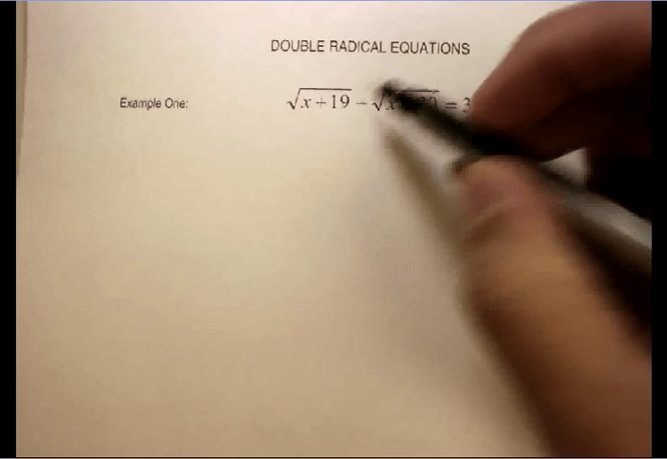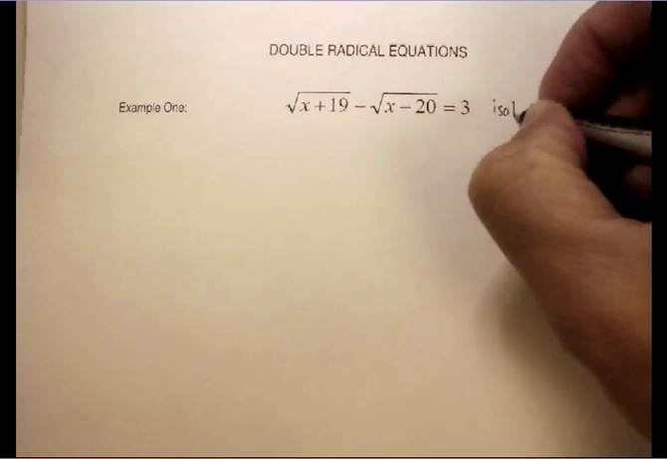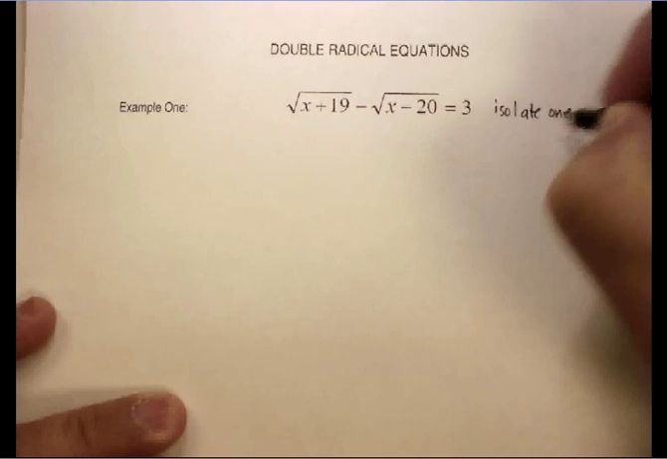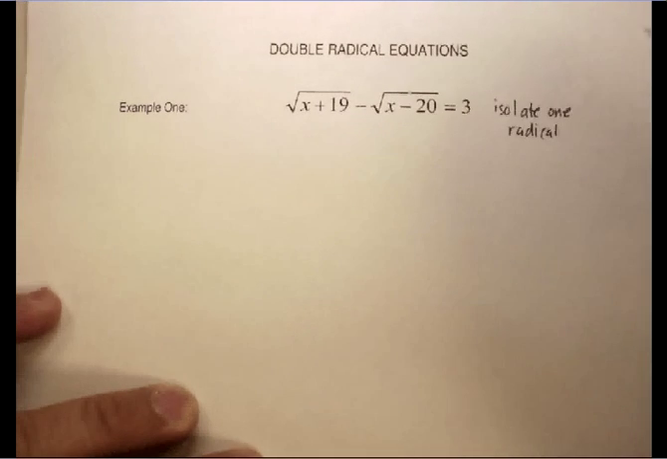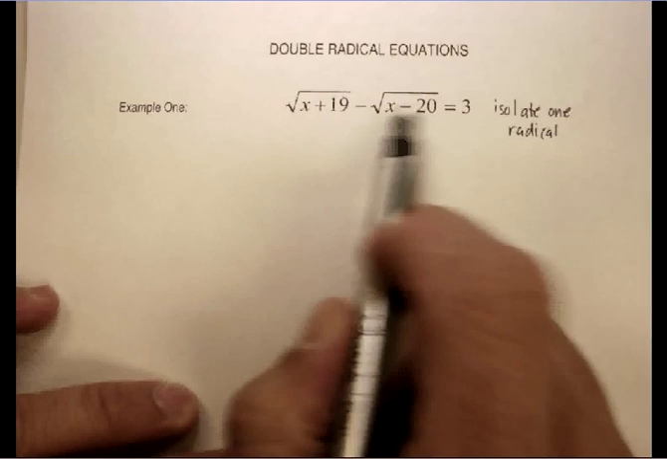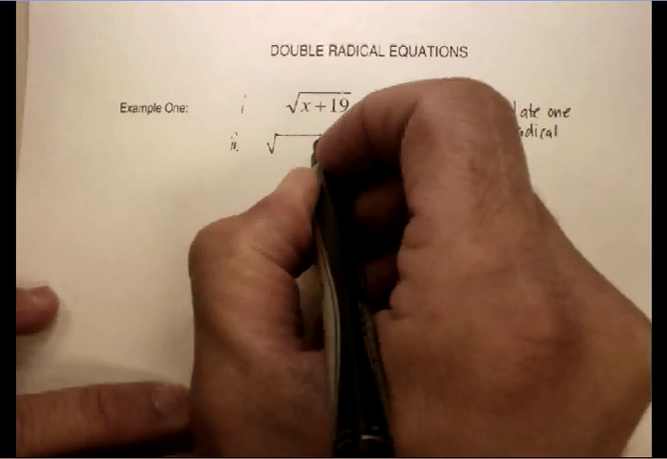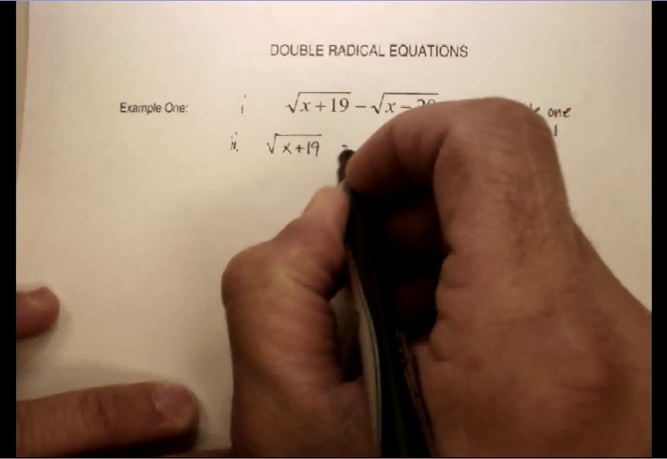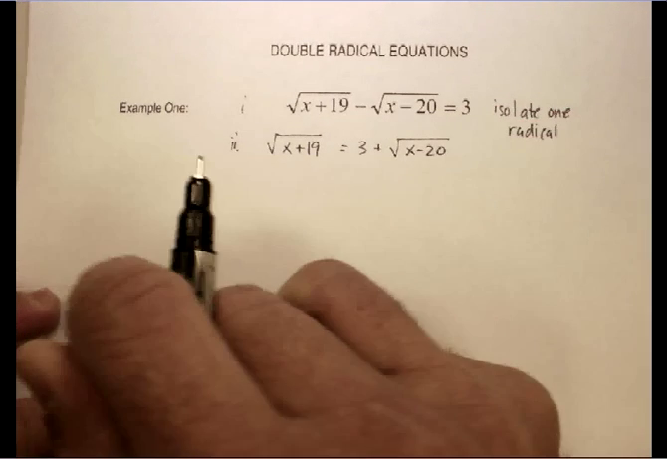In a double radical equation, obviously again you have two radicals. You always want to try to isolate one of them. That's always the first step. So let me just write that off to the side here. Isolate one radical, and I'll show you why here in a second. If I wanted to isolate one, I'm going to choose to isolate this one and just add this radical to the other side. So let's start writing that out. I get radical x plus 19 is equal to 3 plus radical x minus 20.